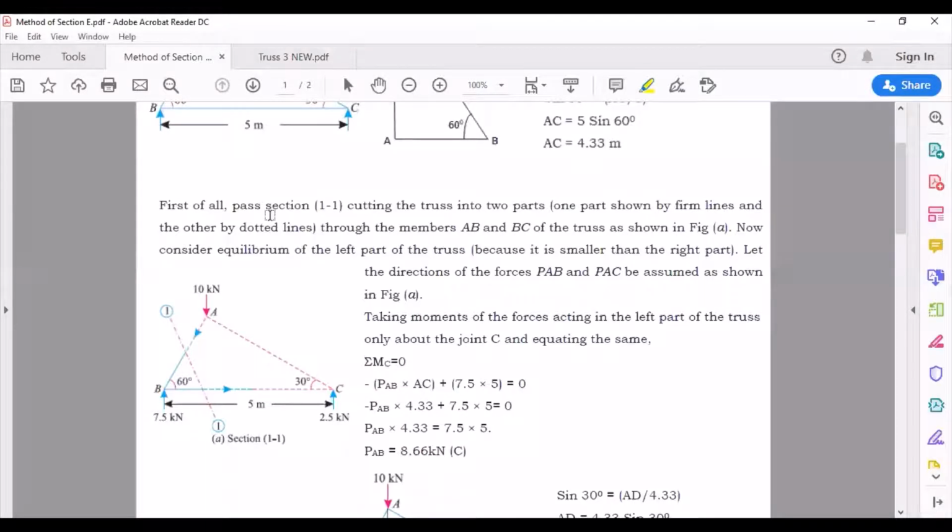First of all, we pass a section 1 that cuts the truss into two parts. So this section has cut this truss into two parts, that is, left of section 1 and right of section 1. One part is shown by firm lines, the other part is shown by dotted lines. So the left side is shown by a dark line, the right side is shown by a dotted line. Now consider the equilibrium of the left part of the truss.